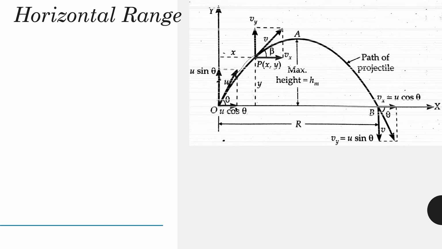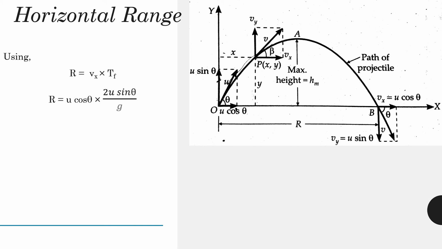Horizontal range. For horizontal range, we just multiply the horizontal component of velocity u cos theta with the time of flight. So using r equals horizontal component of velocity into time of flight, we have r equals u cos theta into 2u sin theta by g, or we have r equals 2u square sin theta cos theta by g. We know that 2 sin theta cos theta equals sin 2 theta. From here we get r equals u square sin 2 theta upon g.